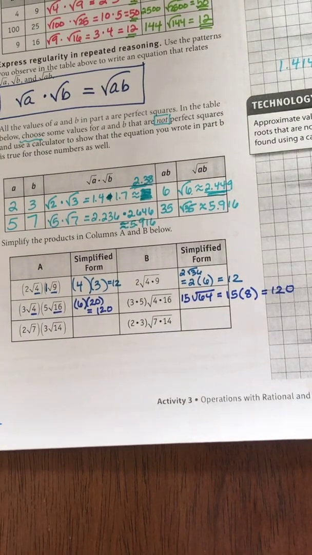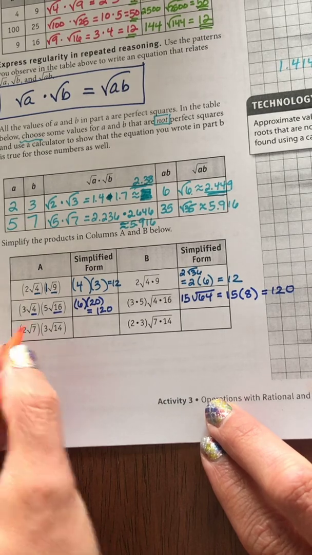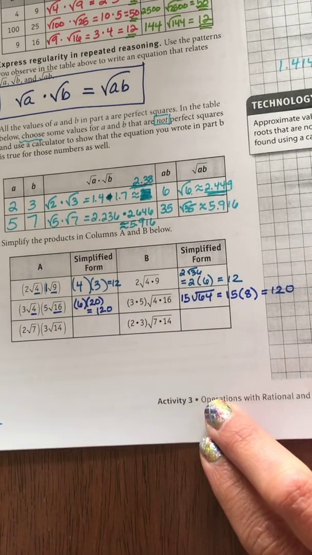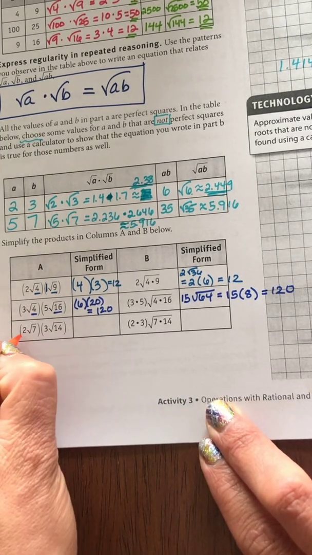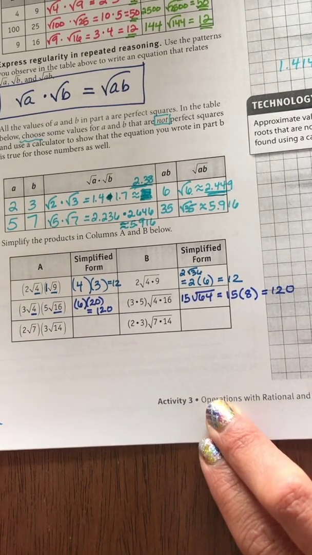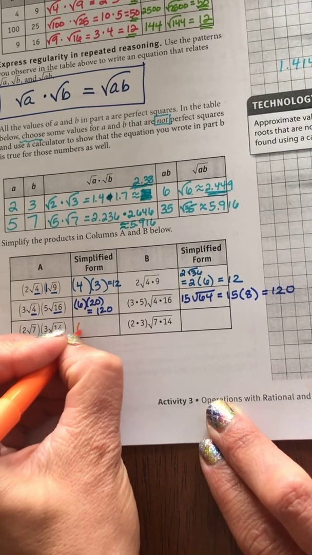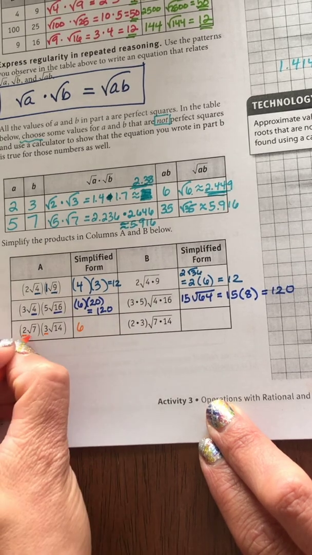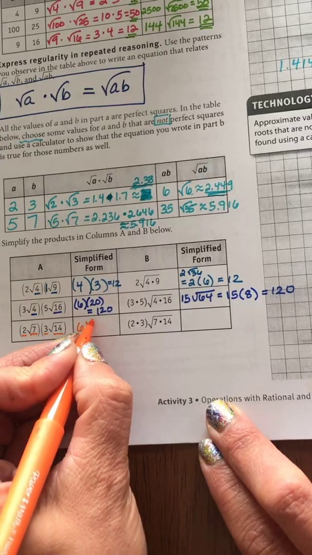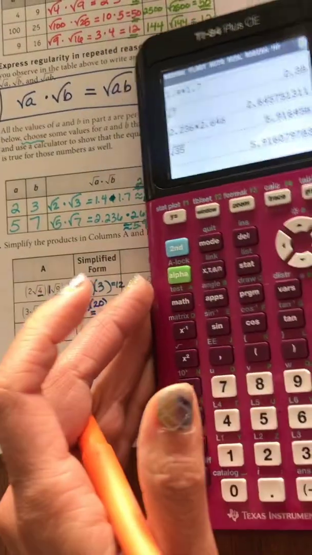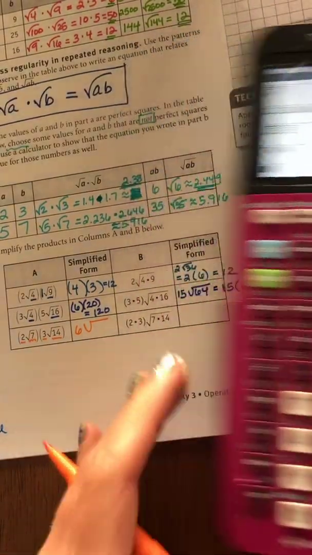All right, for the next one, 2 square root of 7 times 3 square root of 14. These numbers are not simplifiable, so we can go ahead and multiply. We'll just do the outside with outside, inside with inside. The outside numbers are a 2 and a 3. 2 times 3 is 6. The inside numbers are a 7 and a 14. So let's see what goes underneath that radical. 7 times 14 is 98. Ooh, big number.